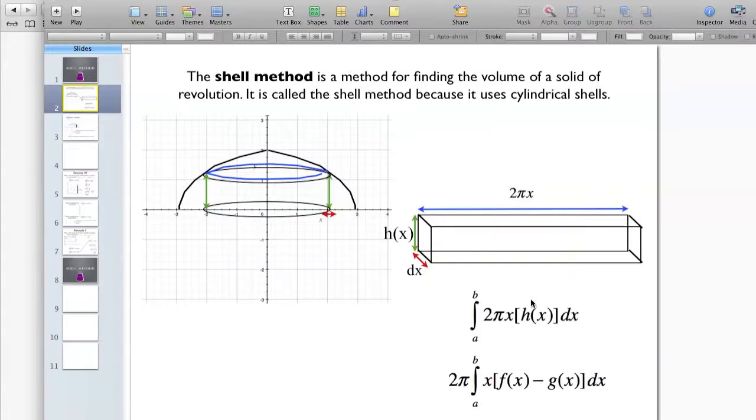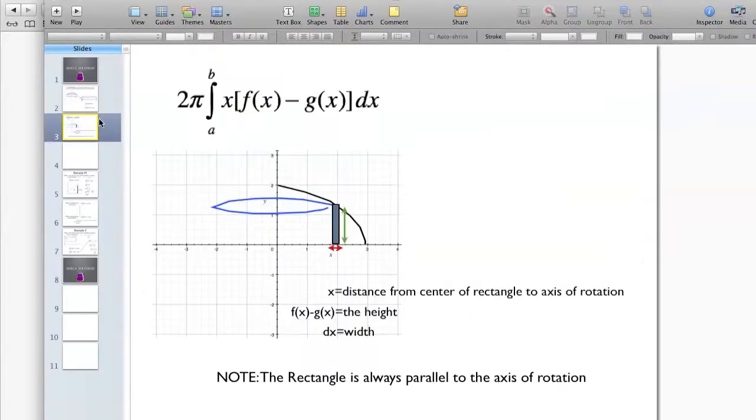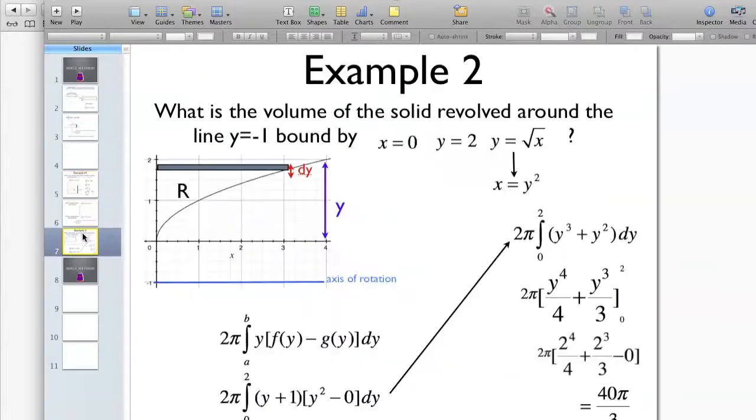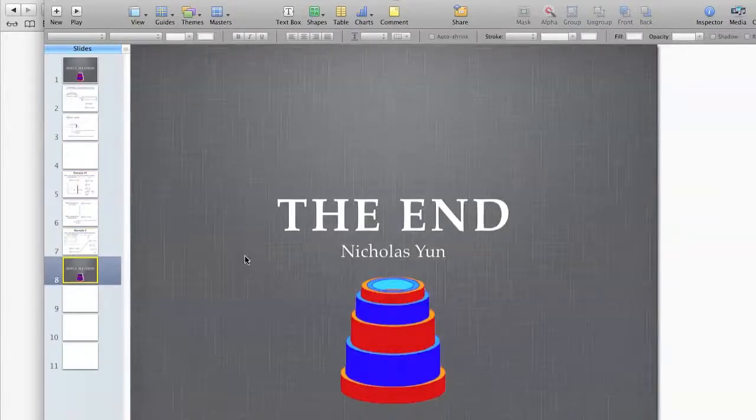Just make sure that you know what your variables mean, and make sure that the rectangle you create when making your drawings is always parallel to the axis of rotation. And just by remembering these few hints, you should be able to use the shell method in order to find the total volume of a solid.